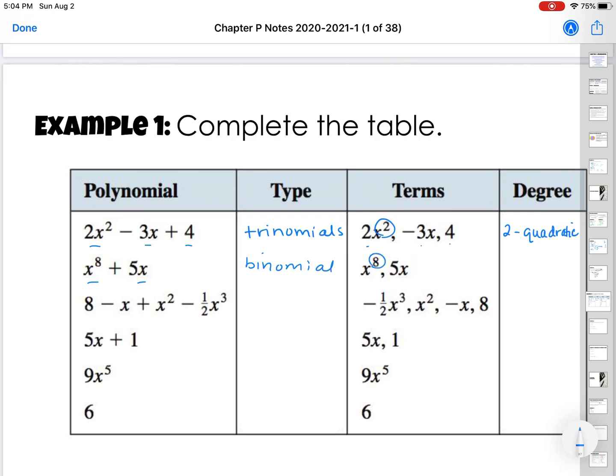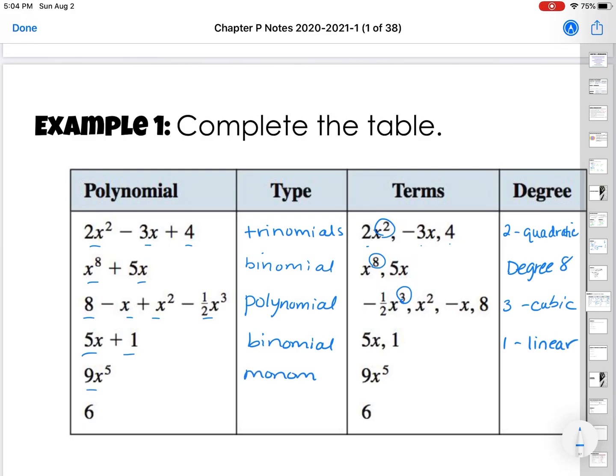Out of my binomial, I see that 8 is the highest exponent, so we do not have anything special here. We would just say that this is degree 8. I see 1, 2, 3, 4, so this is a polynomial. And the highest exponent I see is a 3, so this is a cubic, if you remember from Algebra 1. 2 terms here, we have a binomial. The highest exponent is technically a 1, so that is linear or a line.